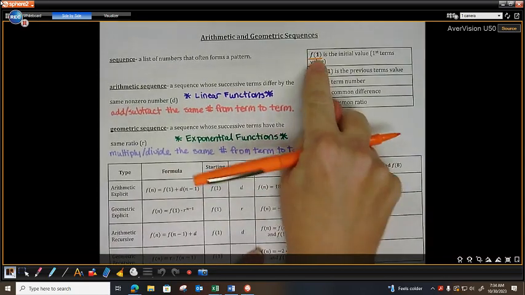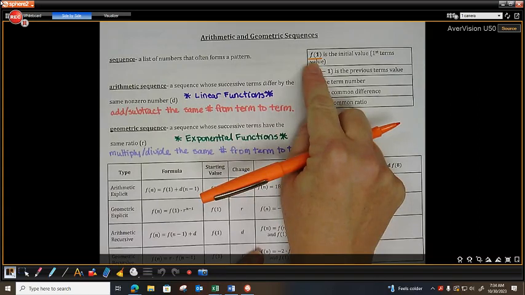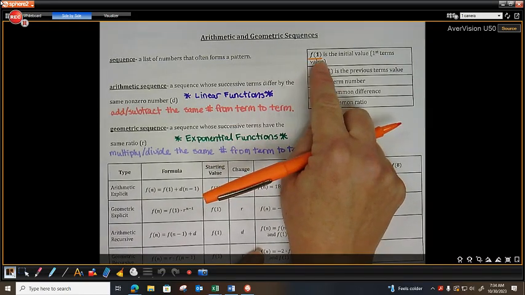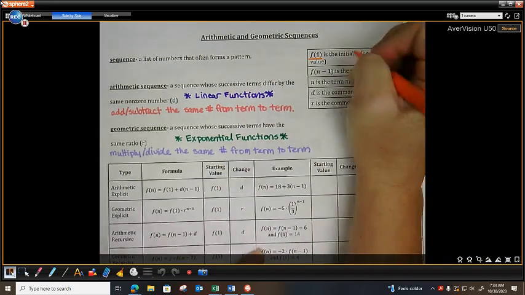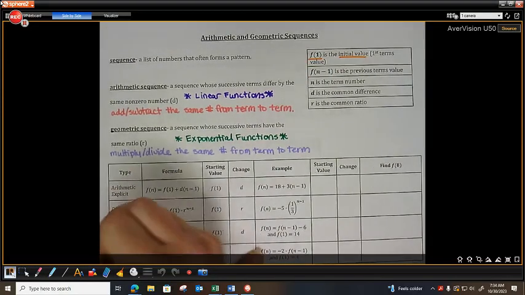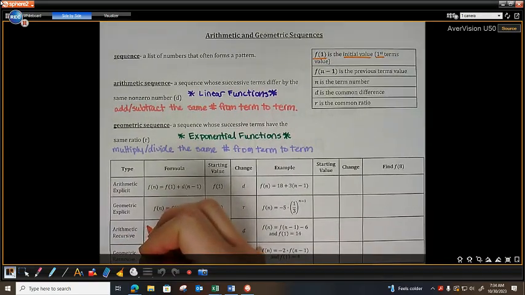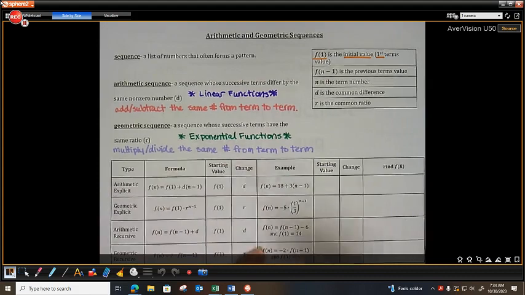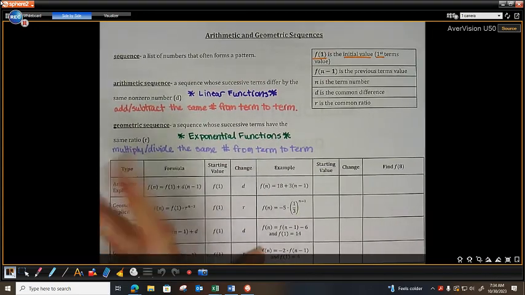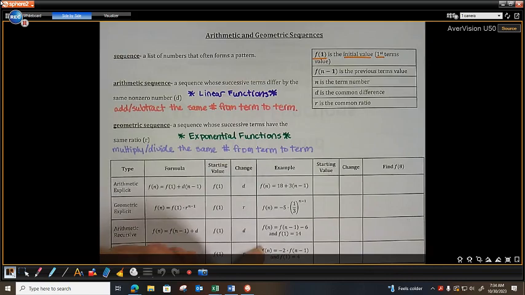F of 1. What does that look like that we've seen before? Y. Fancy Y, right? Do we remember what notation this is called? Starts with an F. Function notation. Good job. And normally it says F of X, so here it means X is 1. So F of 1 means your initial value or your first term's value. That's why it's F of 1, the first number in the sequence. Okay, so what if I had like F of 8? What would that mean? The 8th term in the sequence.